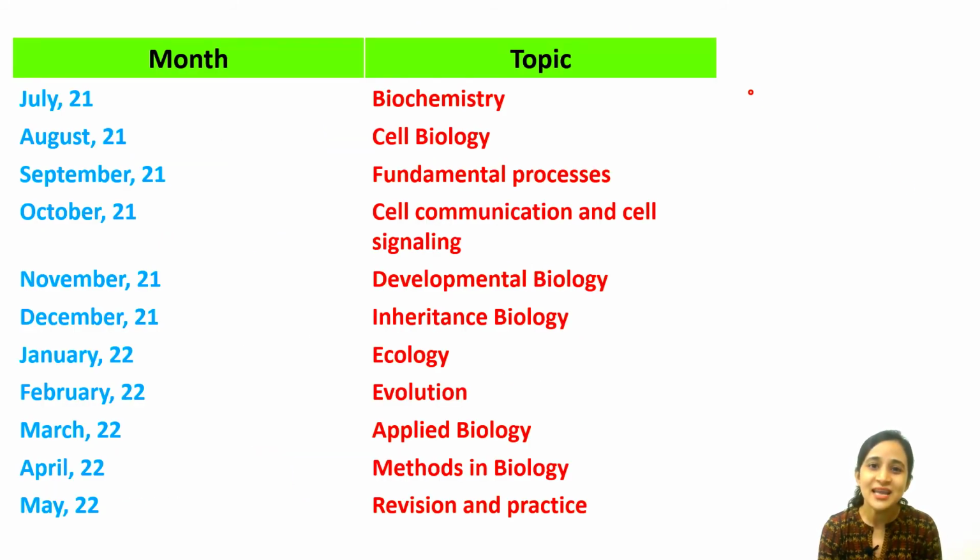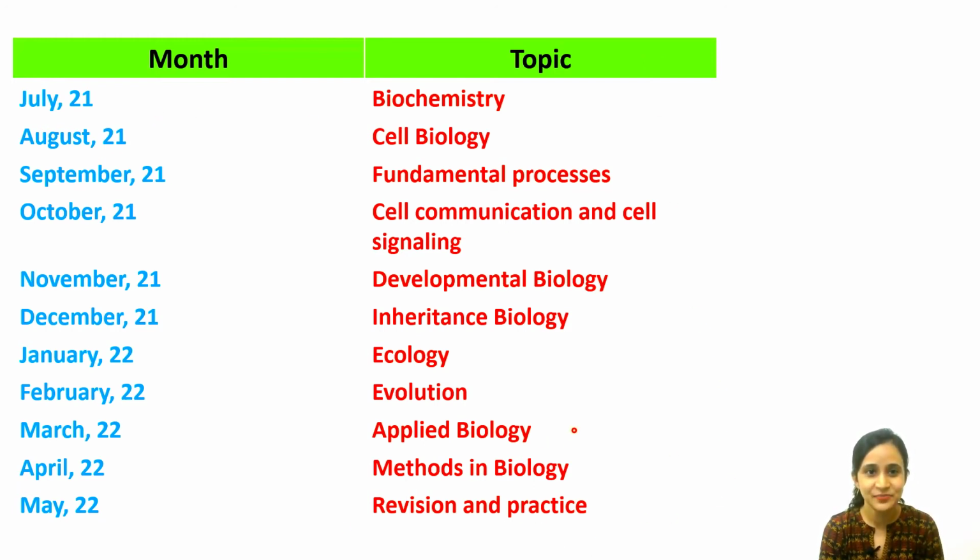So I have an example here for you. Suppose I am targeting June 2022 NET. So I have a 1 year target, right? I have chosen 10 units, and based on my interest, I have divided them. The last month before the exam, I am keeping for revision and practice.